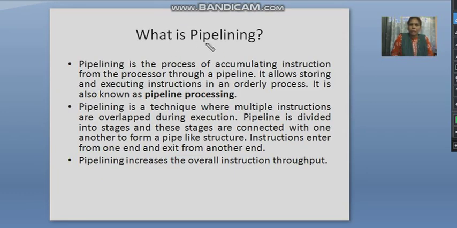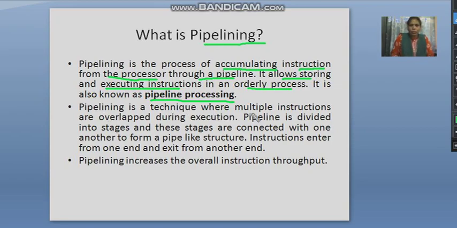So what is pipelining? Pipelining is the process of accumulating instructions from the processor through a pipeline. It allows storing and executing instructions in an orderly process, and this is known as pipelining processing. It means if we are allowing the instructions to be in a pipeline and execute them using the processor, then this is basically known as pipelining processing.